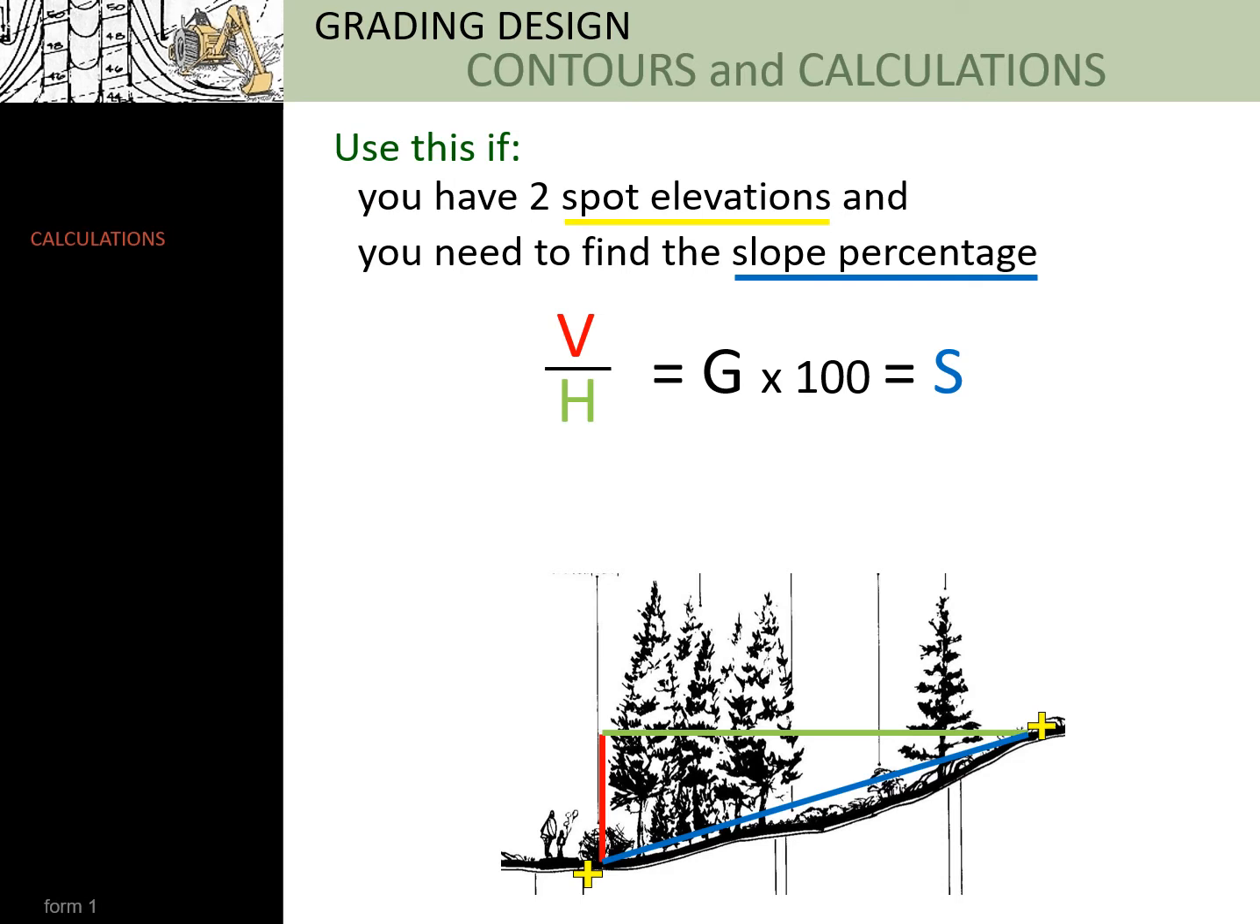So first, we have the easiest case where we have 2 spot elevations at both the top and the bottom of the slope. And all we need to do is to find out the slope percentage. And here, we can use the direct form of this formula. Slope percentage equals gradient multiplied by 100, and gradient equals V over H.